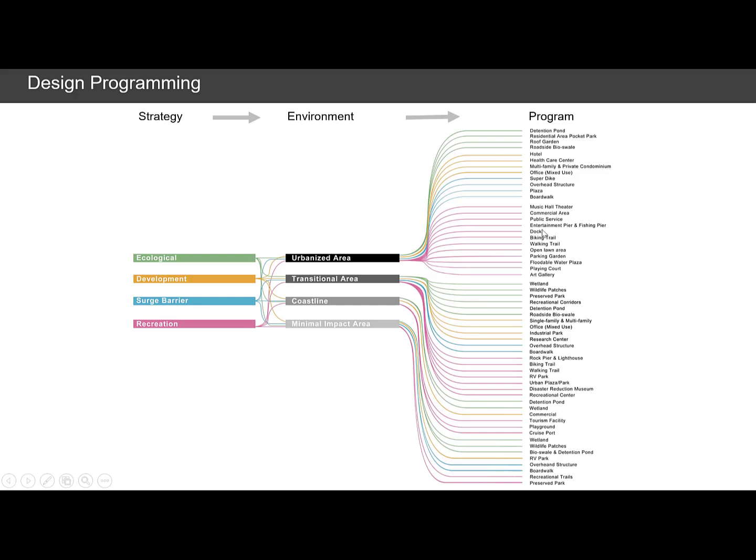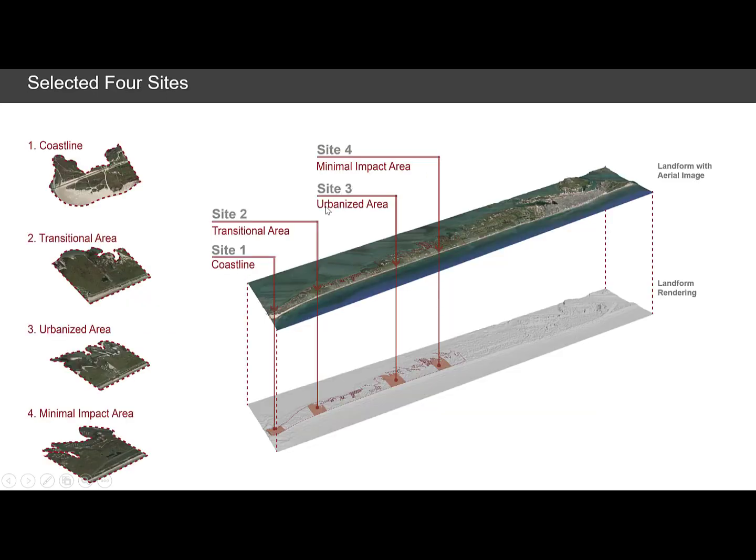And over here is the program for each one of these master plans. Basically the color links to exactly what the strategy is here, right? So these are the four areas. This is Western Galveston Island. The project was from a couple of years ago when we were looking at the feasibility of what's called the Ike Dike, where they put down a giant seawall, clay core dune, basically along the edge of Galveston Island. There are four different sites in Galveston that we did master plans for, and these are again the coastline, transitional, urbanized, and minimal impact area. And these are the shapes of each site.